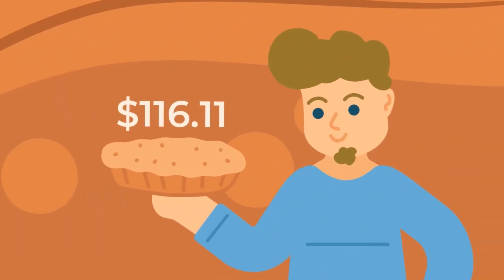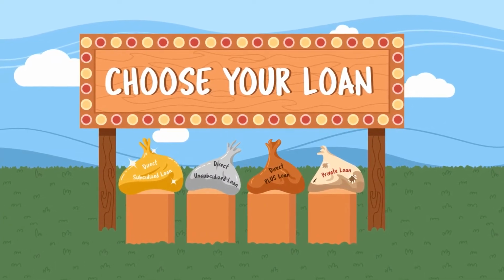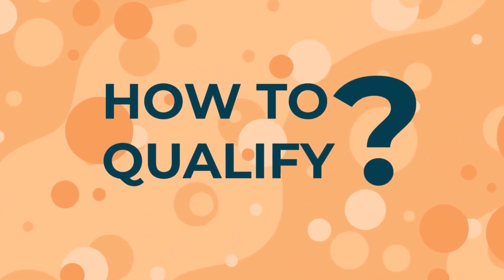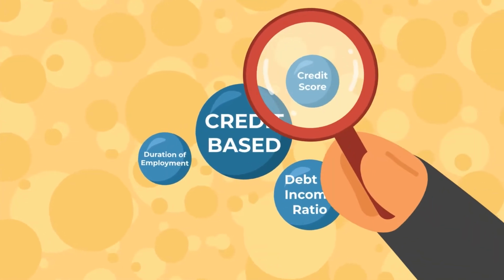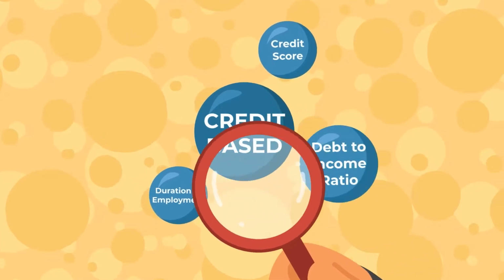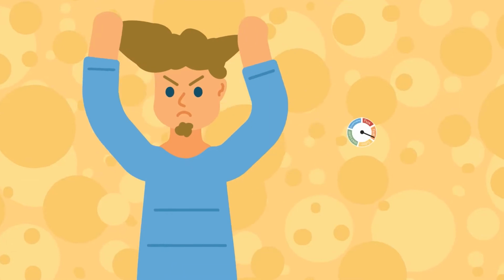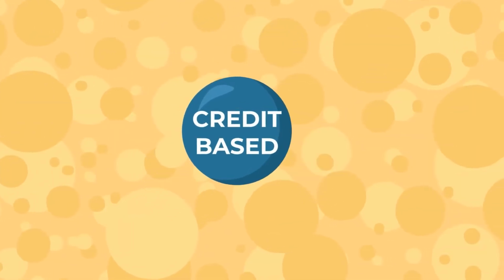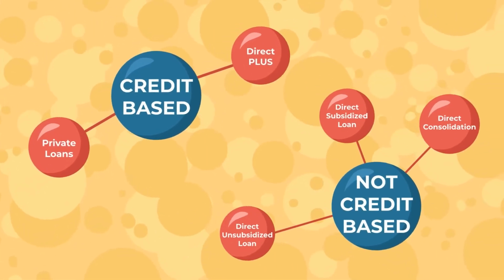Now that you know how loans function, let's talk a bit about what makes student loans different from other types of loans. The first major difference is how you qualify. Most types of loans are credit-based, which means they'll look at things like your credit score, debt-to-income ratio, and duration of employment when deciding if you can qualify. This is often difficult for students to qualify for since they may not have much credit history or income. Most student loans, with the exception of Direct Plus and private loans, do not require any credit checks.